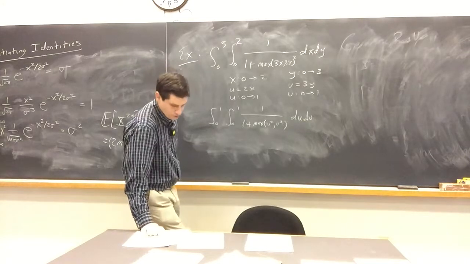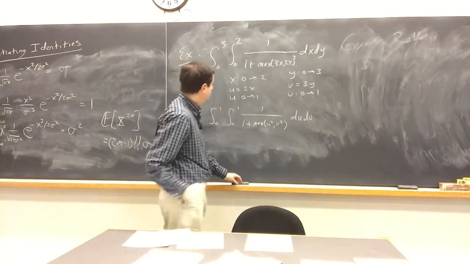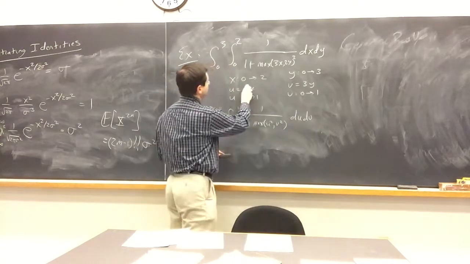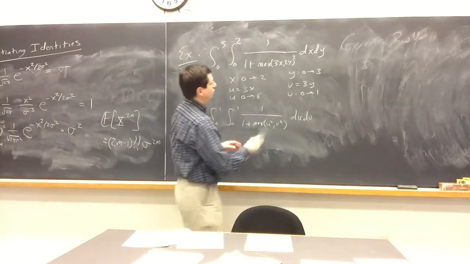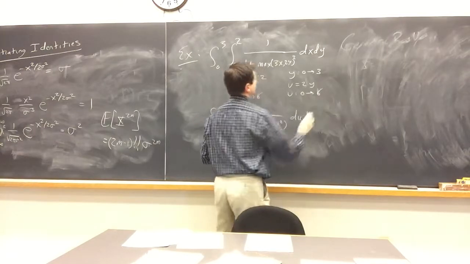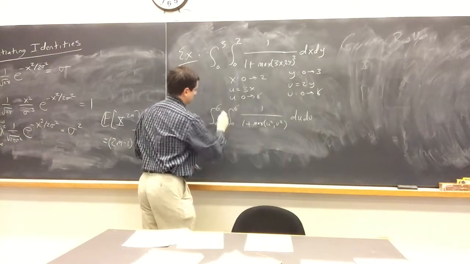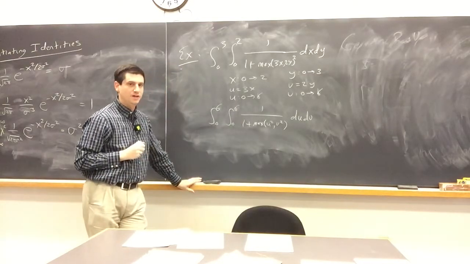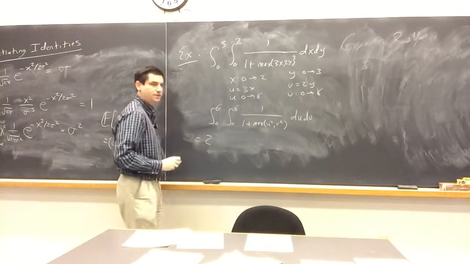So x goes from 0 to 2. Do I want maybe u to be 3x? Maybe I want u to be 3x, and now u goes from 0 to 6. And then I want v to be 2y, and then v will go from 0 to 6. Sorry, thank you. And now, as was remarked, this is going to be just twice.